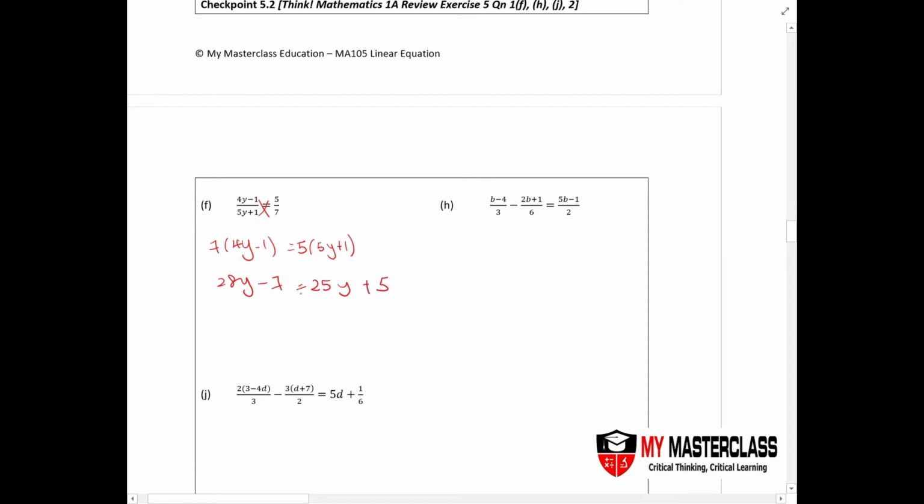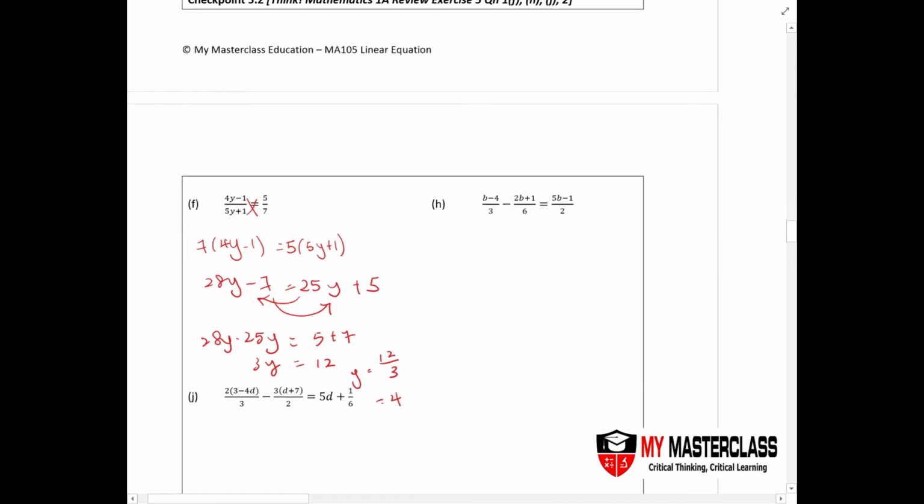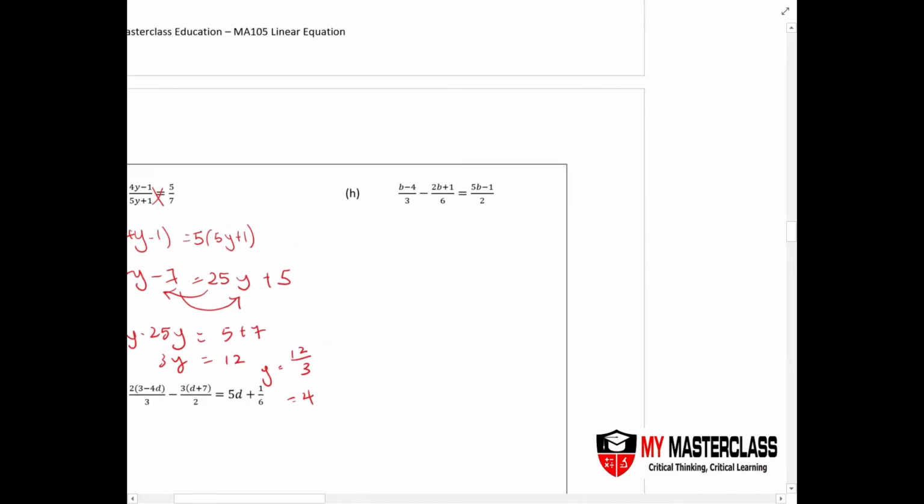Therefore, putting the like terms together, you bring this over and you bring the negative 7 over. Remember, when you bring the negative 7 over, you have to change sign. So you should have 28y minus 25y equals 5 plus 7. This will give you 3y equals 12, of which y equals 12 over 3, which is 4. Then let's take a look at part H.